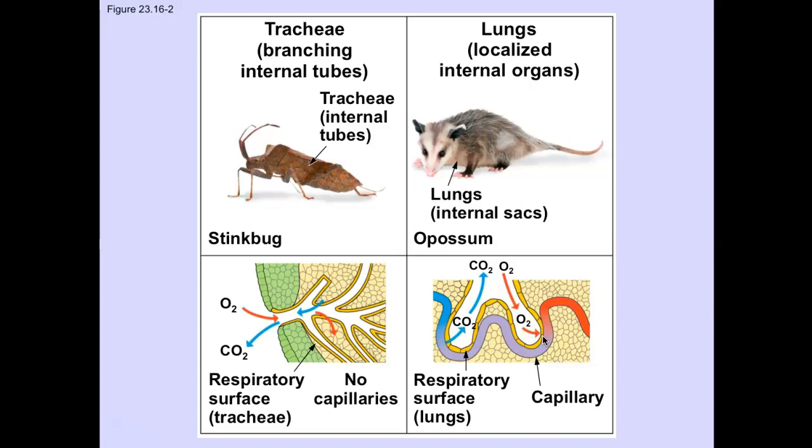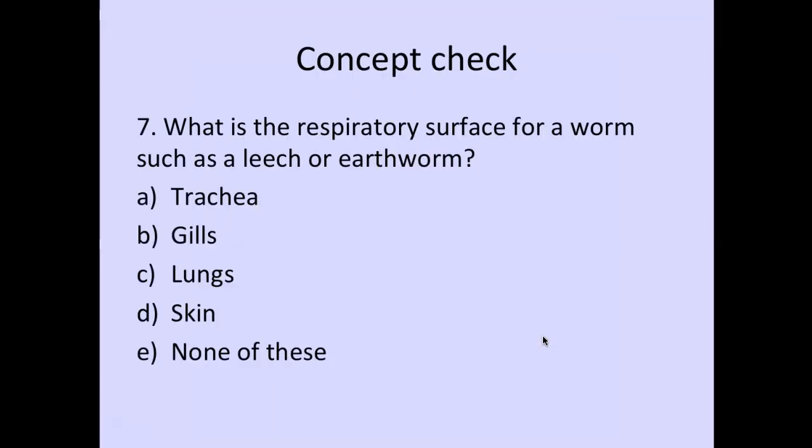So if you look at your notes, we have gas exchange, letter A. They can be moist skin, letter B. In the water, a lot of times it's the surfaces of the skin, or on gills, and on land we have lungs or tracheal systems. Okay, so our concept check here is, what's the respiratory system surface for a worm such as a leech or earthworm? And the answer is D, skin.